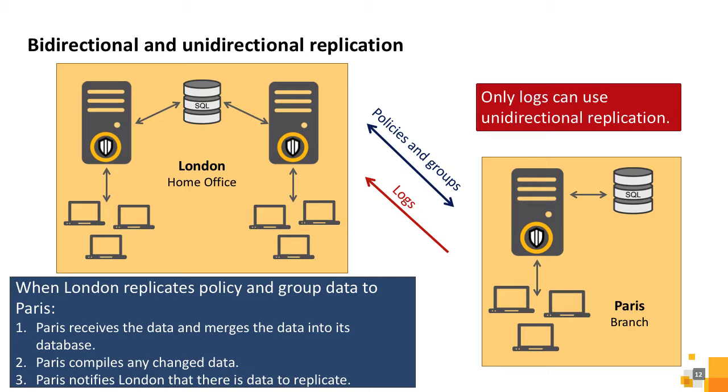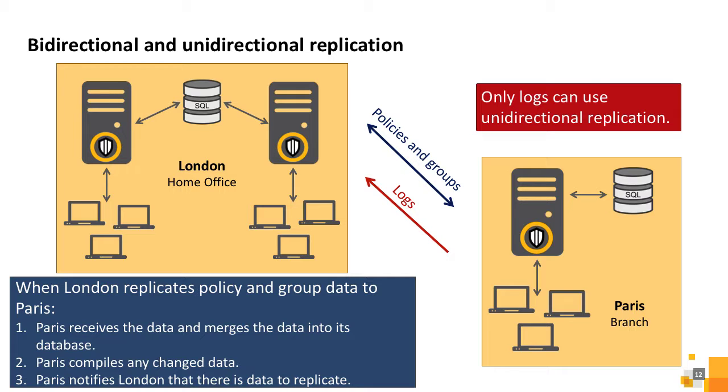After a site completes replication from another site, the site sends a notification to the other site to begin replication from the originating site. Replication starts in one direction first, and when complete, replication begins in the reverse direction. For example, when London replicates data to Paris, Paris receives the data and merges the data into its database. Paris compiles any changed data that is to be sent to London. Paris notifies London that there is data to replicate.